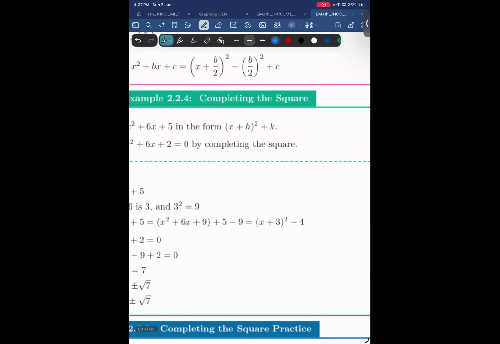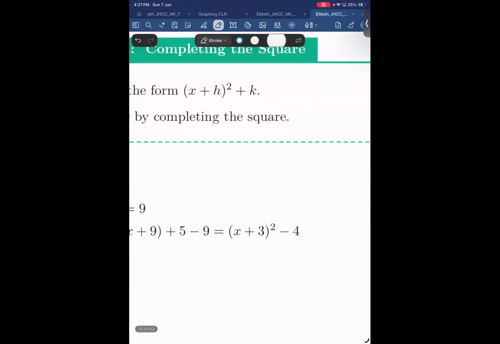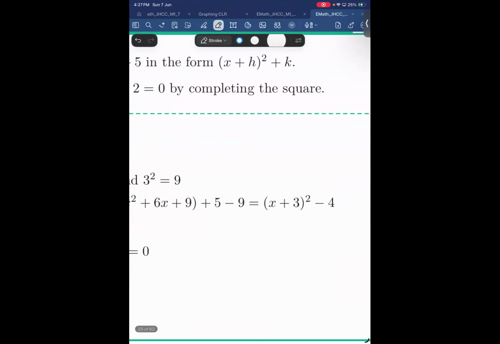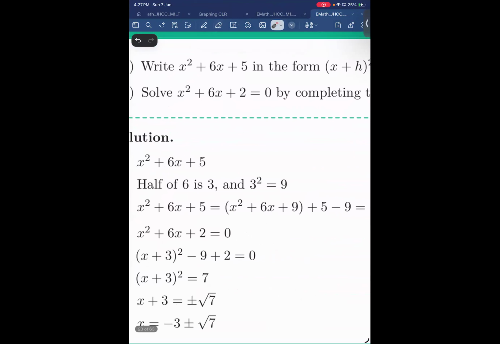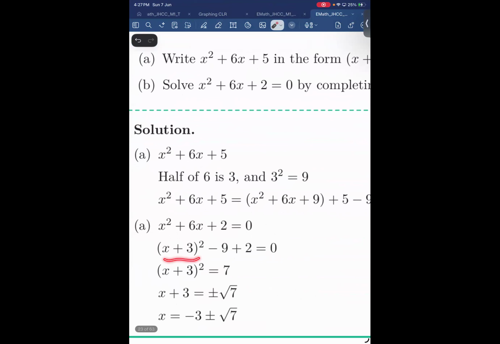So here we just look at part B. For part B, first we complete the square. Once you complete the square, you see that you have x plus 3 squared minus 7, minus 9 plus 2 is 7. Then you move the 7 over.